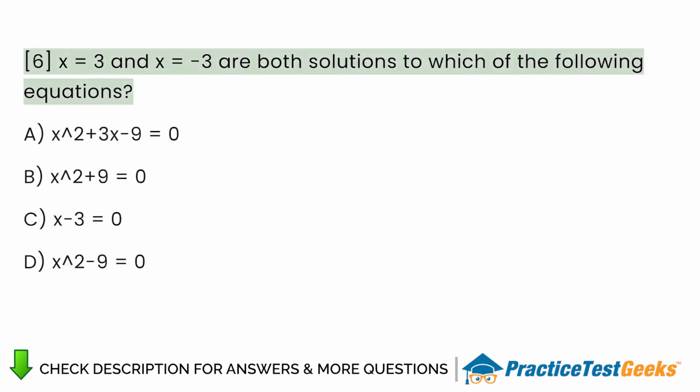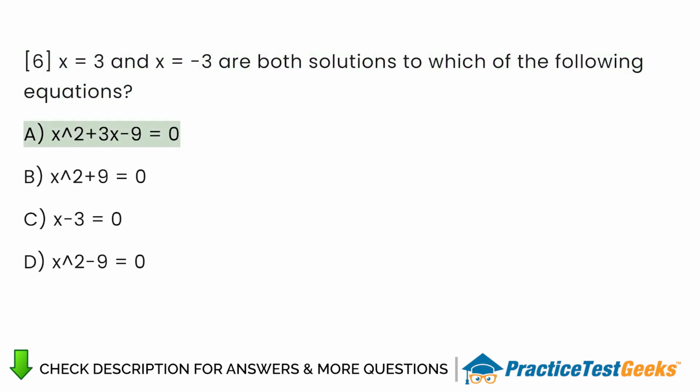X equals 3 and x equals minus 3 are both solutions to which of the following equations? A. x2 plus 3x9 equals 0. B. x2 plus 9 equals 0. C. x3 equals 0. D. x2-9 equals 0.